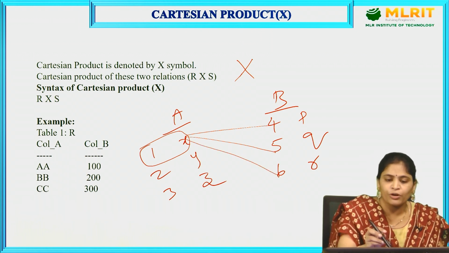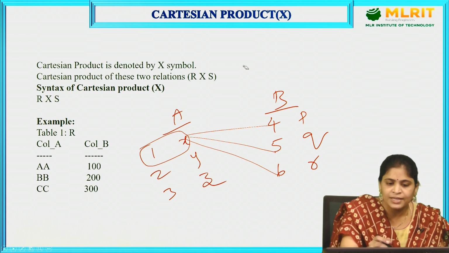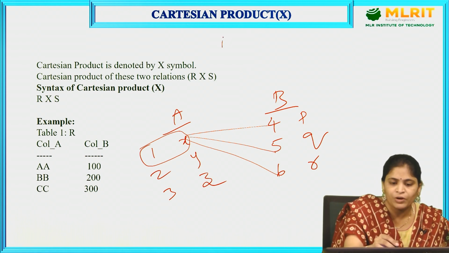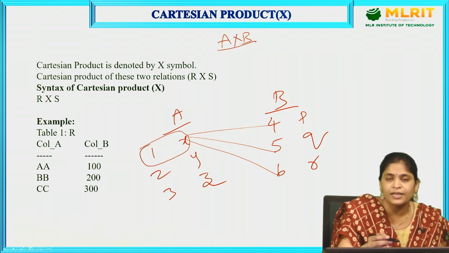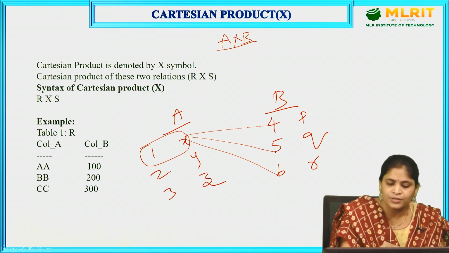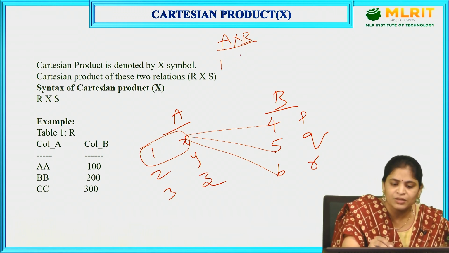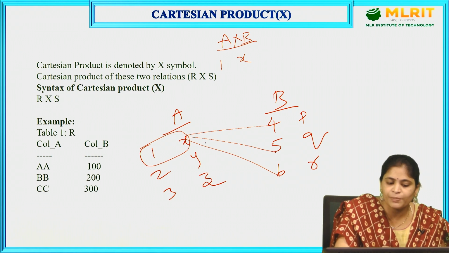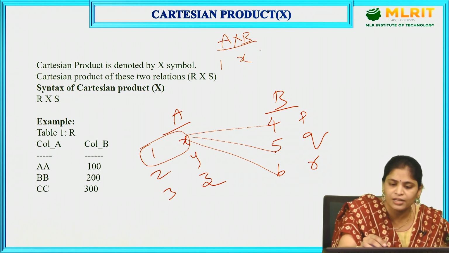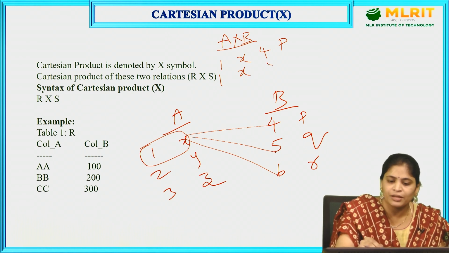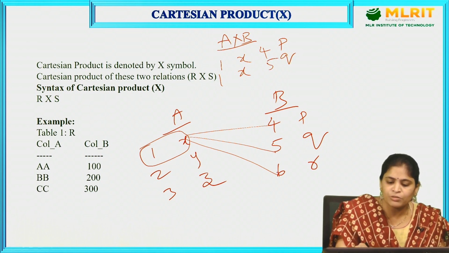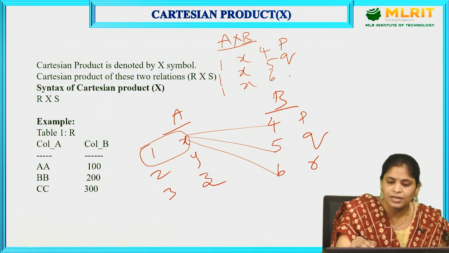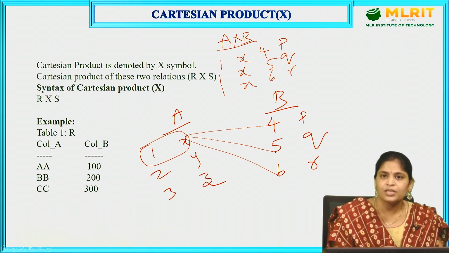The output will be represented as A cross B. Cartesian product is represented by cross. So the output will be 1x. The first row will be mapped with all three rows in the other table. That is 4p, and this 1x will be mapped with 5q, and this 1x will be mapped with 6r. The first row is mapped with all three rows in the other table.